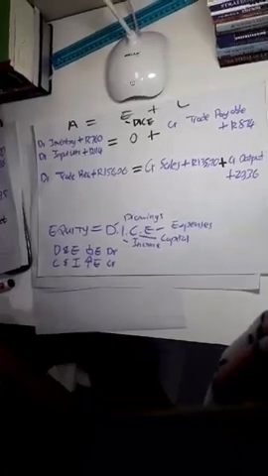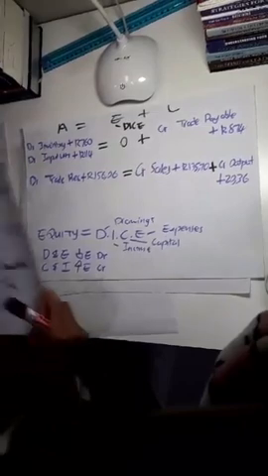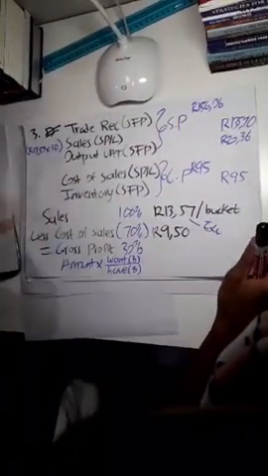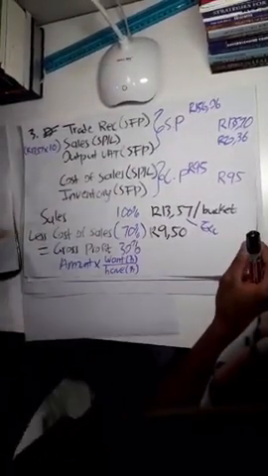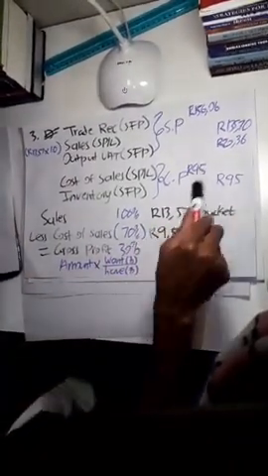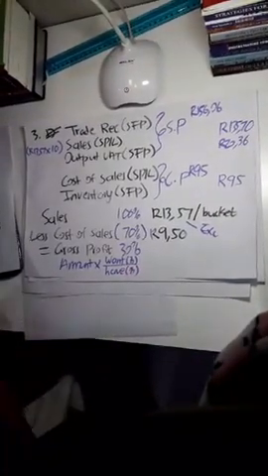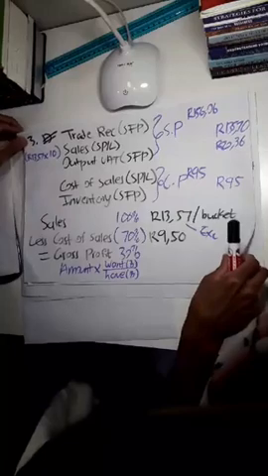Are we fine, guys? And then lastly, we're going to do the last part, which is cost of sales and inventory. Our cost of sales and inventory is 95 Rand. How did we get the 95? We took 9.50 Rand multiplied by the 10 units that we sold, right? Okay, so keep that in mind, 95 Rand.